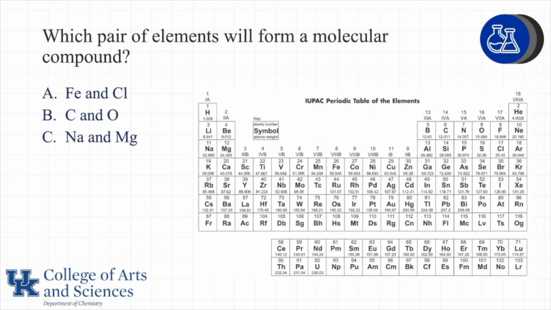Which pair of elements will form a molecular compound? We have iron and chlorine, carbon and oxygen, sodium and magnesium. We see that carbon and oxygen are both nonmetals, so they will form a molecular compound.